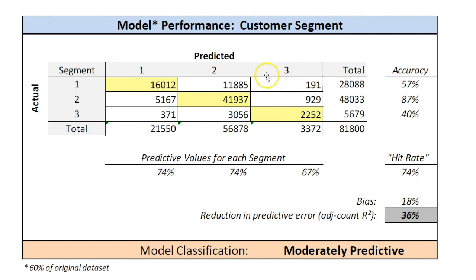This is actually not the way that we look at the predictivity of these segments. One overarching metric is called the hit rate. Basically, how many were correctly predicted. That's the sum of the actual 1s predicted as 1s, the actual 2s predicted as 2s, and the actual 3s predicted as 3s. So the 16,000 plus 42,000 plus about 2,200 divided by 81,000 is 74%. So Drew, is 74% high or low? Is that a good hit rate?